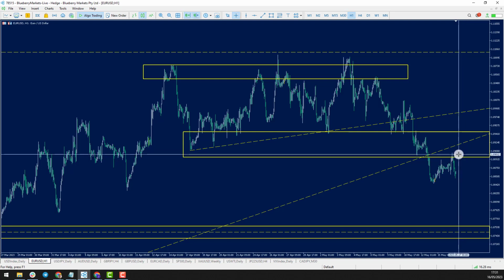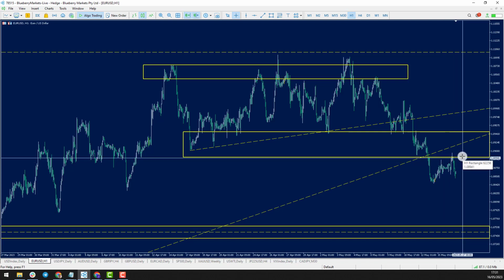I would like to see price come back up personally into the 1.0900 area. That's where I would like to see price retest, and just to give us a little bit more confirmation that those sellers are there. So a move back up, another false breakout could then trigger some selling pressure in Euro US dollar.